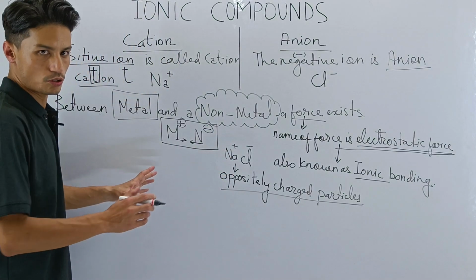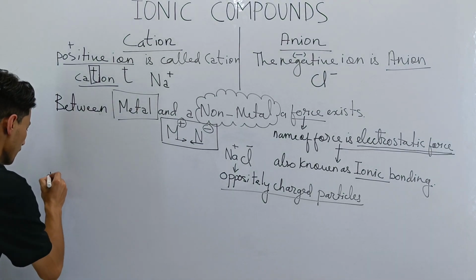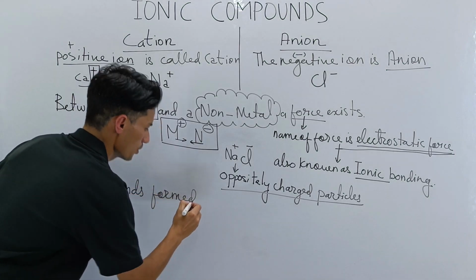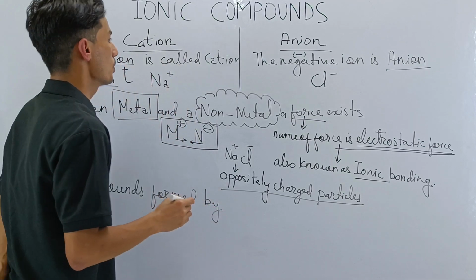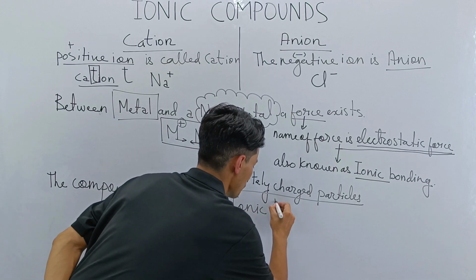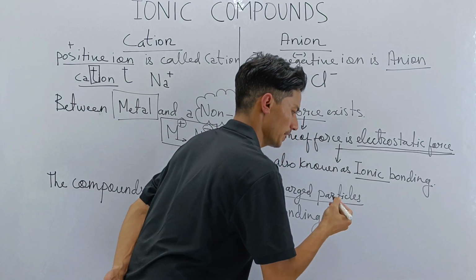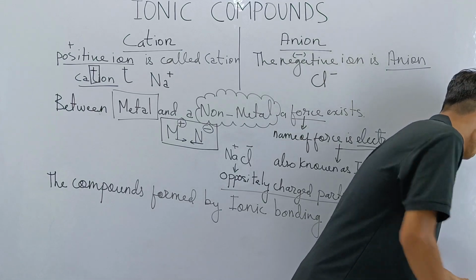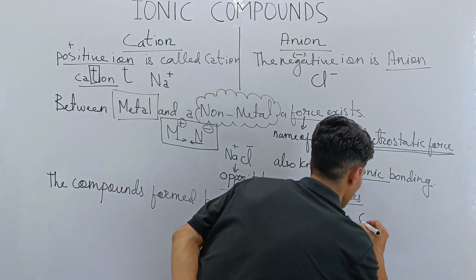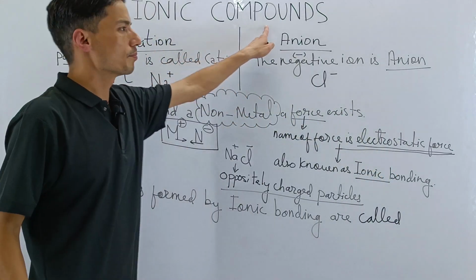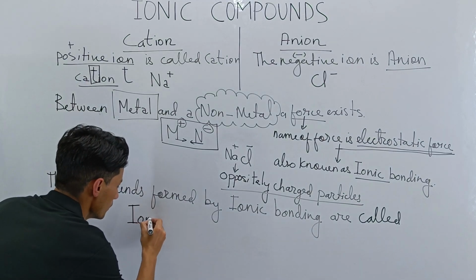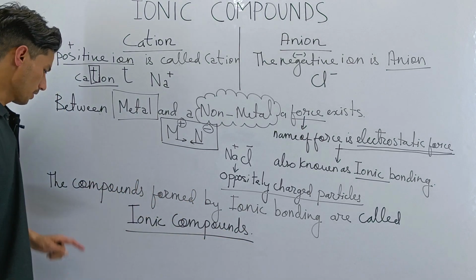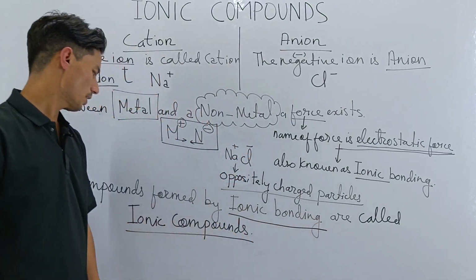Now coming to the conclusion. The compounds formed by ionic bonding are called ionic compounds. It's making so much squeaking noise, sorry. The compounds formed by ionic bonding are called ionic compounds, our topic. Very important.